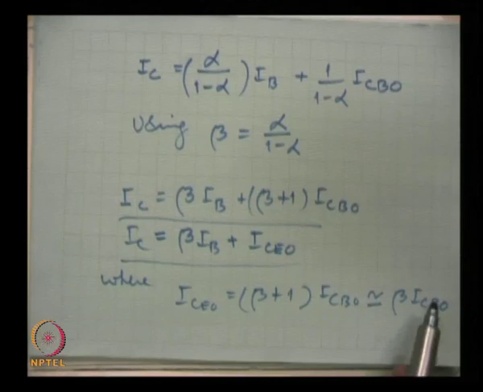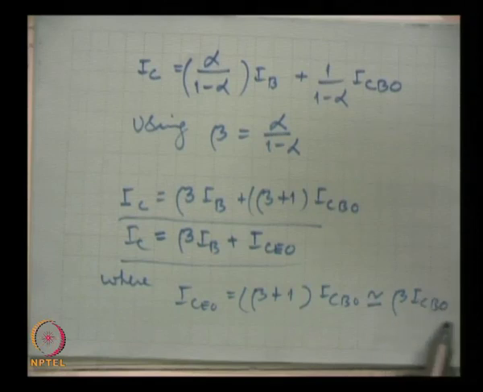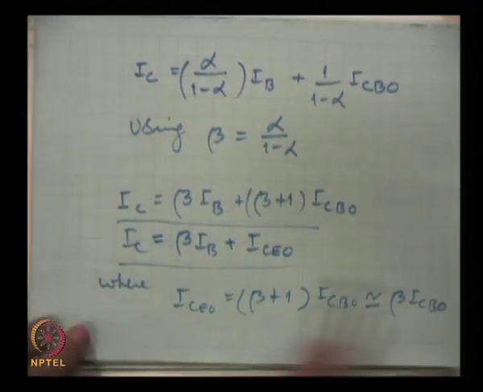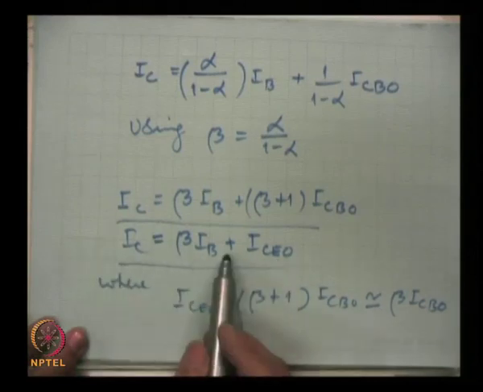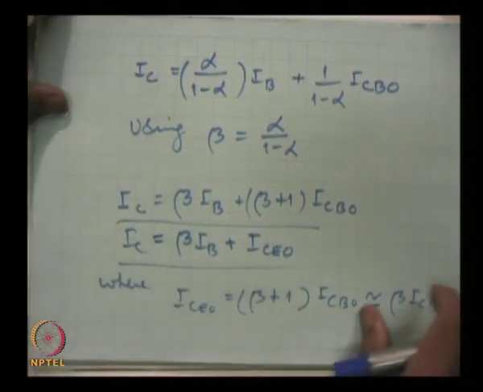So, this is to be noted, and our effort should be to reduce the value of ICBO itself as much as possible, and there are other corrective measures which we will be talking about. So, this is about the total current in the common emitter circuit.